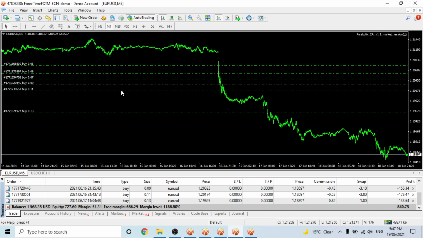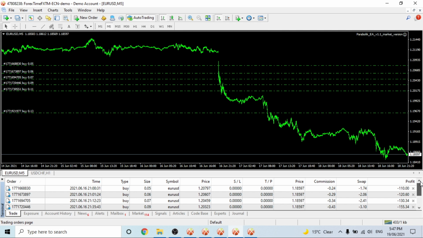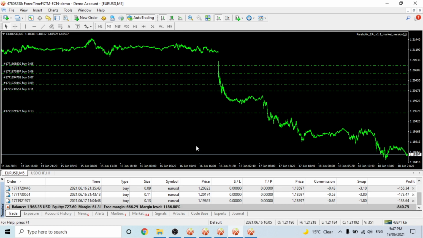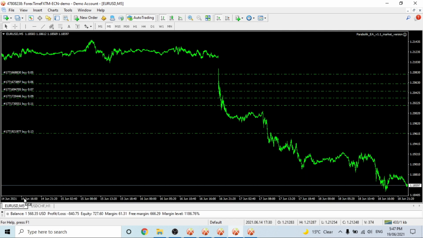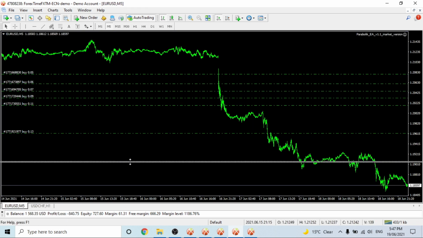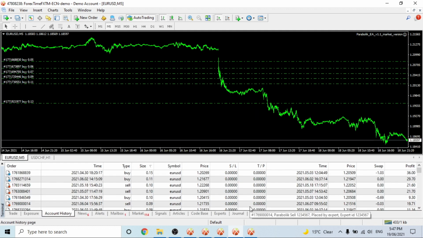5, 6, 7, 9, 11, 13. Having 1,500 in the account and being down 840 is definitely not good. But, oh yeah, I can't put the other thing on here. So that's the only downfall about Parabolic. It's definitely good to have an equity guard for things like this, and I'm definitely thinking about putting a news filter on the robot as well.